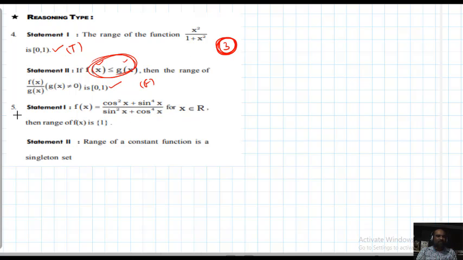Okay. Next, the fifth problem. Statement 1: f of x equal to this, and the range of this function is the singleton set 1. Already we proved this is a constant function. Simplify this and we will get 1 only: f of x equal to 1. What is the meaning of that? The range of this function is a singleton set. That statement is true. Next, the range of a constant function is a singleton set. This is also true, and it is the correct explanation of statement 1, so I can move with option 1.